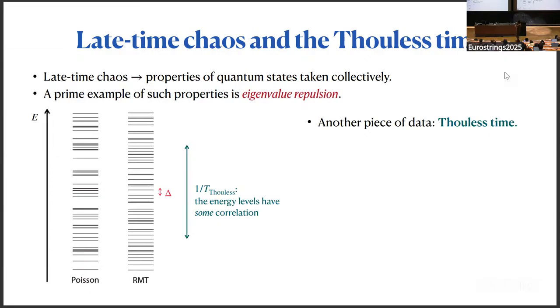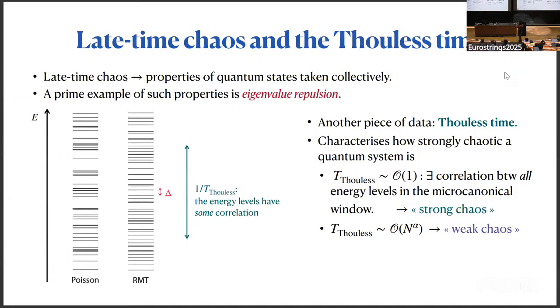Another piece of data of late-time chaos is the Thouless time. One over the Thouless time is the Thouless energy. This is an energy scale at which all of the energies inside this energy scale have some correlation. Therefore, the Thouless time characterizes how strongly chaotic a quantum system is. If I decide to rescale my microcanonical window to be of order 1 in energy scale, and the Thouless time is order 1, it means that there exists some correlation between all of the energy levels in the whole microcanonical window. On the contrary, if the Thouless time is of order N to the power alpha, it means that the correlation is only between some smaller groups. And so, therefore, I would have weak chaos.